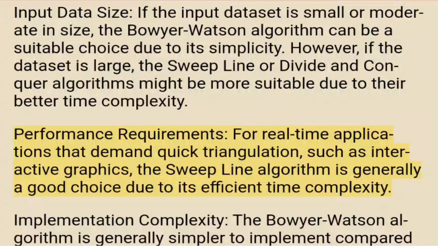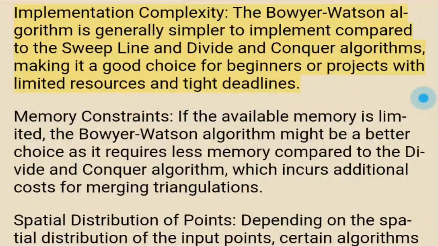Performance requirements. For real-time applications that demand quick triangulation, such as interactive graphics, the sweep-line algorithm is generally a good choice due to its efficient time complexity. Implementation complexity. The Bowyer-Watson algorithm is generally simpler to implement compared to the sweep-line and divide and conquer algorithms, making it a good choice for beginners or projects with limited resources and tight deadlines. Memory constraints. If the available memory is limited, the Bowyer-Watson algorithm might be a better choice as it requires less memory compared to the divide and conquer algorithm, which incurs additional costs for merging triangulations.